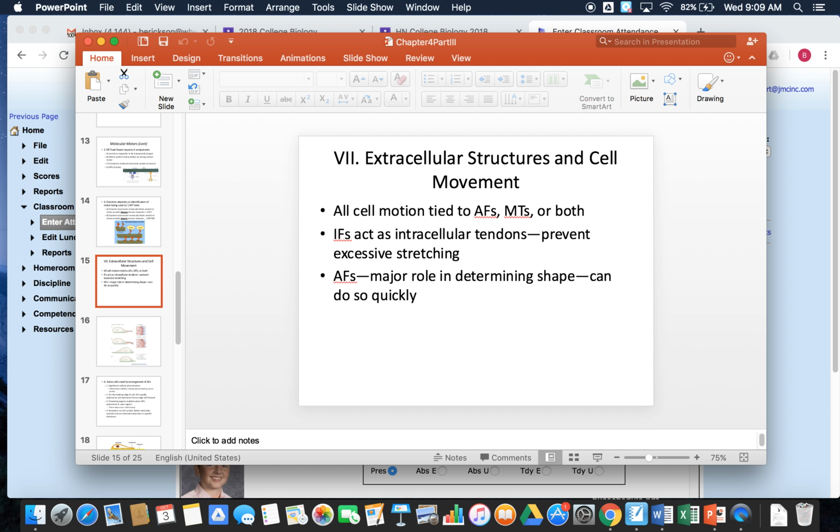So for those watching the lecture, it's page 79 in your college biology book, table 4-2.